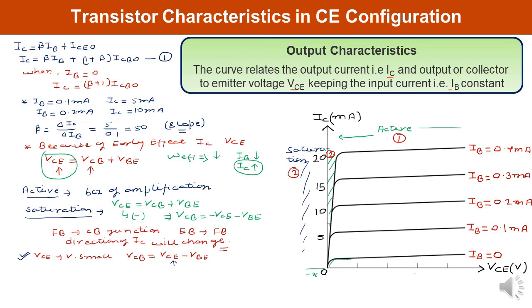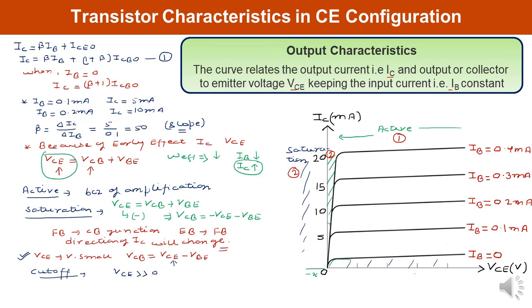Now the third region which we talk about is the cutoff region. In the cutoff region, you can see the points below the IB equal to 0 line. Here what is going to happen? Since IB is 0 or nearly 0, the direction of base current is not going to change. And in this particular case, VCE is very high in comparison to 0.